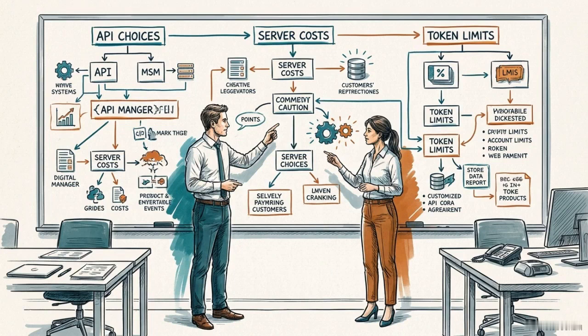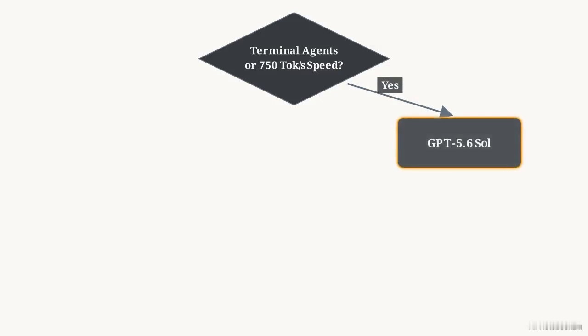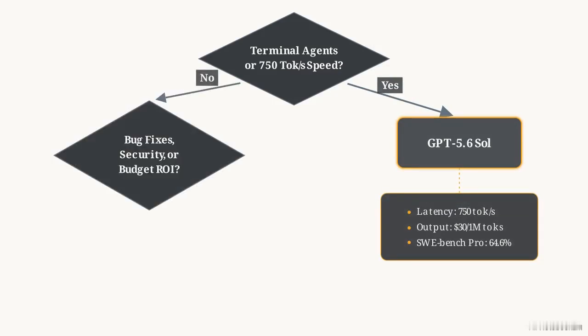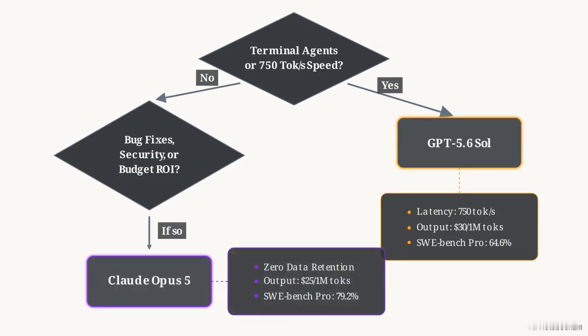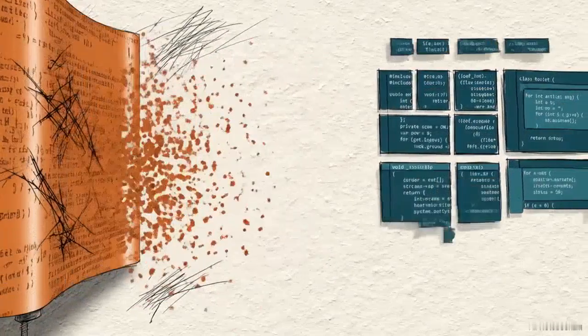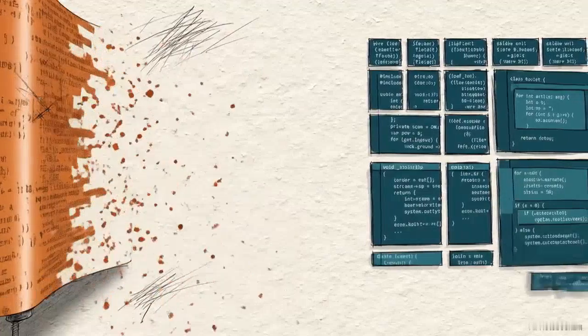Taking all the performance data, token costs, and hardware specs into account, we can map out a definitive decision framework for engineering leaders. This decision tree asks, do you need agentic terminal tasks or 750 token per second latency? If yes, OpenAI's flagship is your target. If no, are you fixing codebase bugs, requiring zero data retention, or prioritizing budget ROI? If so, Anthropic has the edge.